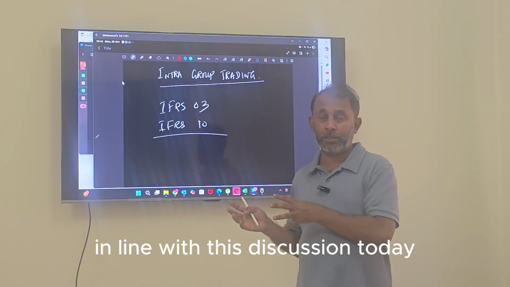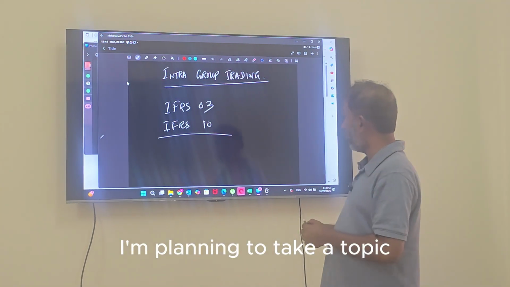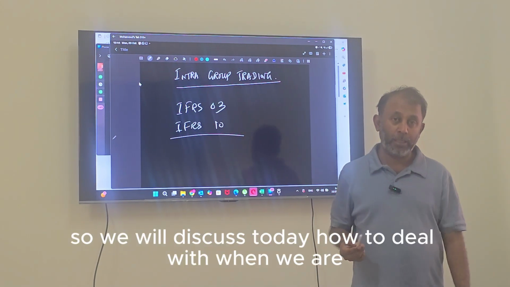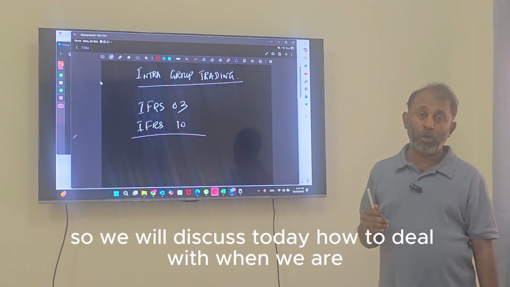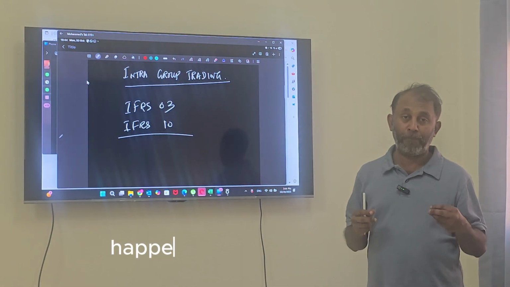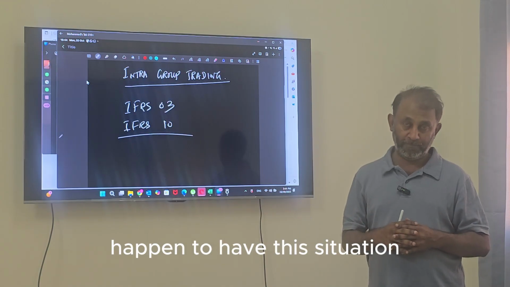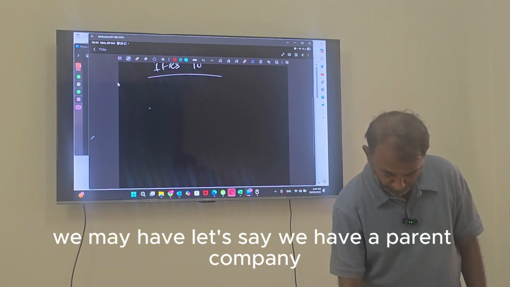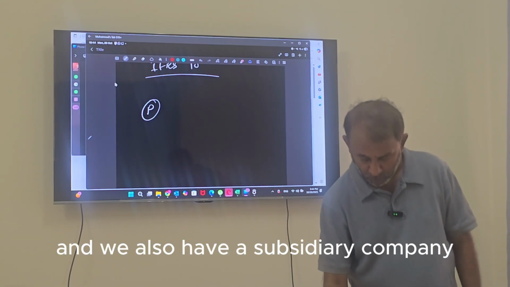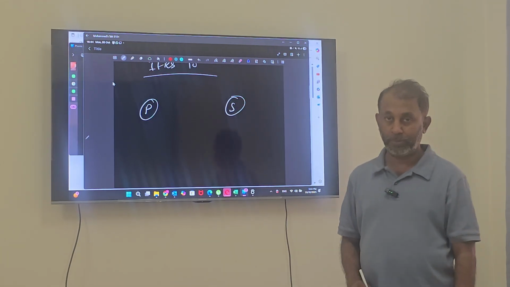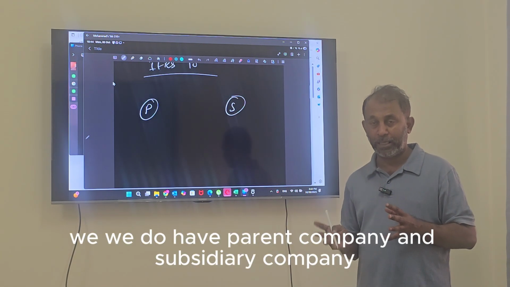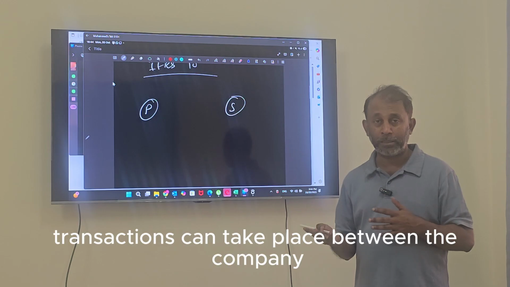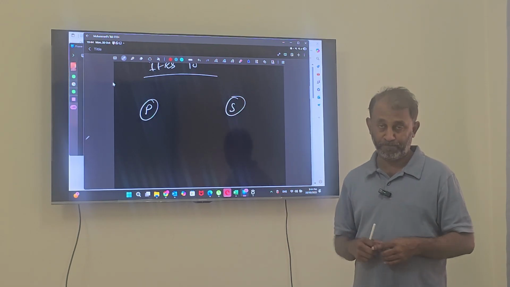In line with this discussion, today I'm planning to take a topic called intra-group trading. So we will discuss today how to deal with this situation. What we mean is, let's say we have a parent company and a subsidiary company. There is an obvious possibility that transactions can take place between the companies.